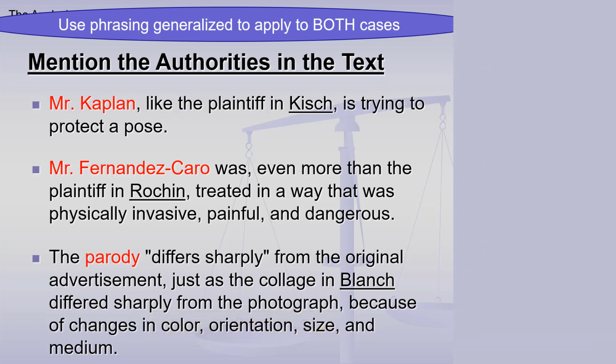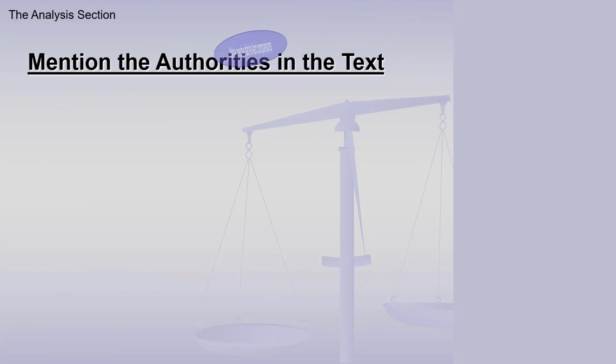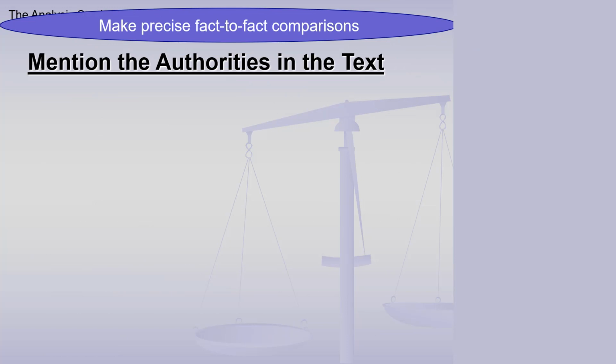So to reiterate, the first way to mention authorities without citing them in the A of IRAC is to use terminology that's generalized enough to apply to both cases. The second way is to actually make very precise fact-to-fact comparisons using your specific facts in your case and specific facts in the precedential case. Again, you always want to compare a person to a person, an artwork to an artwork, a document to a document, and so forth. You don't want to compare a person, for instance, to a whole entire case.